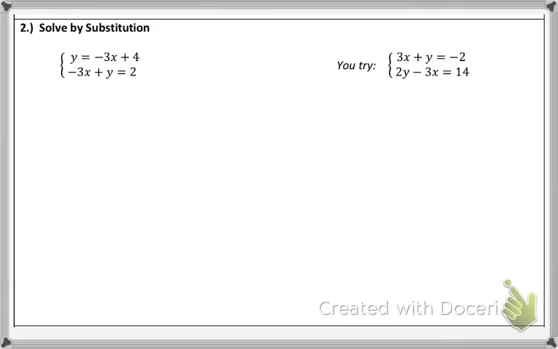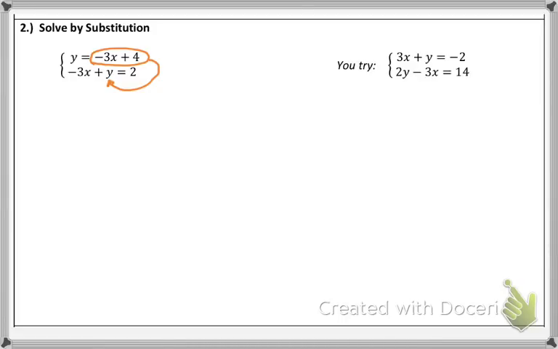Okay, so in substitution, our goal is to substitute one equation into the other so that instead of having two equations, we have one equation with one variable. Individually, I can't solve these because I have two unknowns, but if I can combine them into one equation with just one variable, then I can solve for that variable. So when you're solving by substitution, the first thing you've got to do is get one variable by itself on one side of the equation. In this case, y is already by itself, so I know that y is equal to negative 3x plus 4, and I can substitute this into the second equation in place of y.